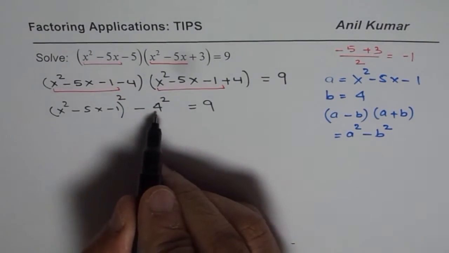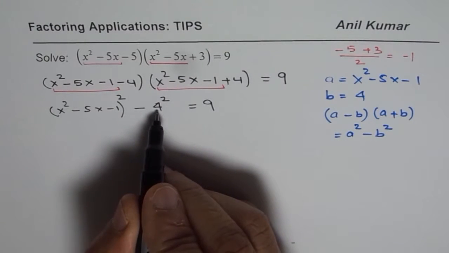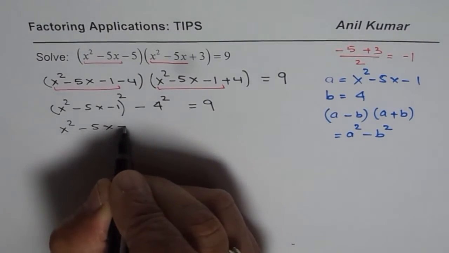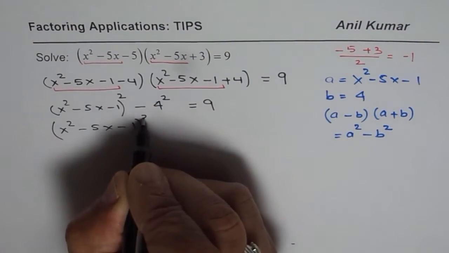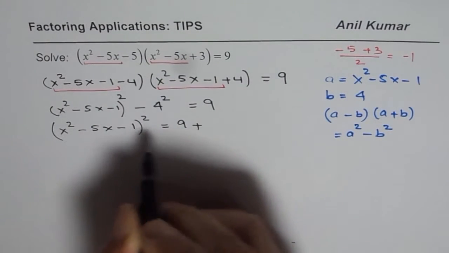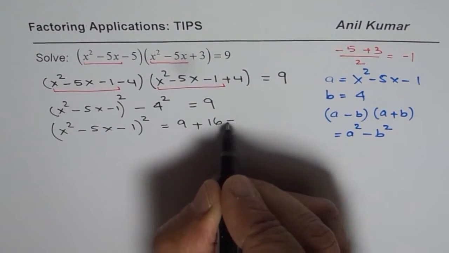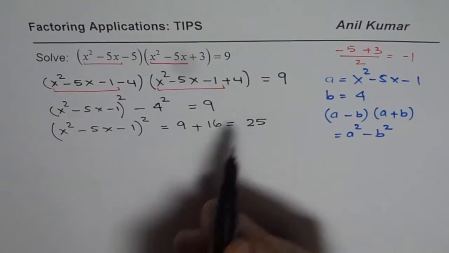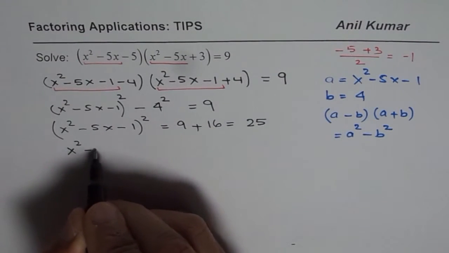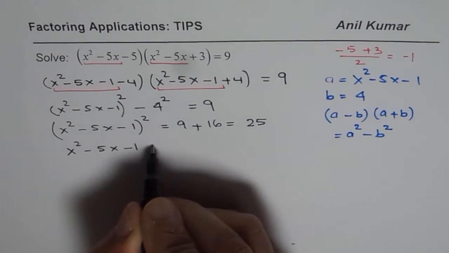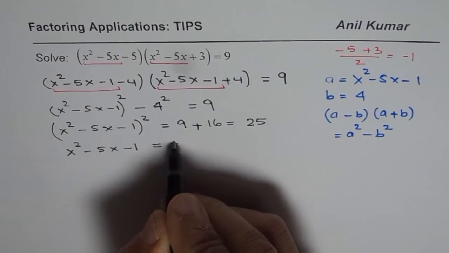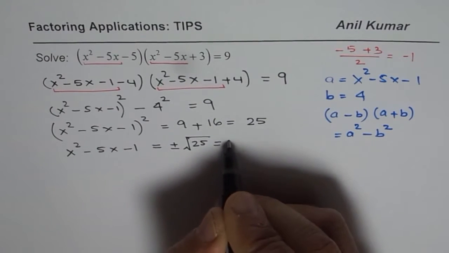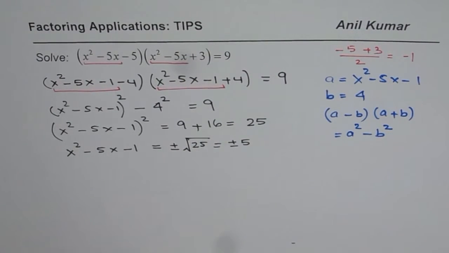Now we'll take minus 4 square to the right side. Minus 4 square means 16, right? So we have (x square minus 5x minus 1) whole square equals 9 plus 4 square, which is 16. Let me write 16 here. That gives us 25, correct? Now we can square root both sides. So if you square root, we get x square minus 5x minus 1 on the left side. Whenever you square root, you have to write plus and minus. Square root of 25 is 5, so we get plus and minus 5.